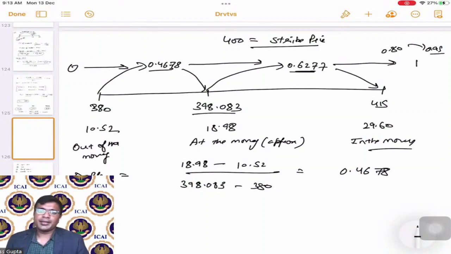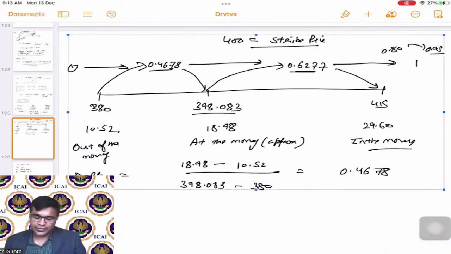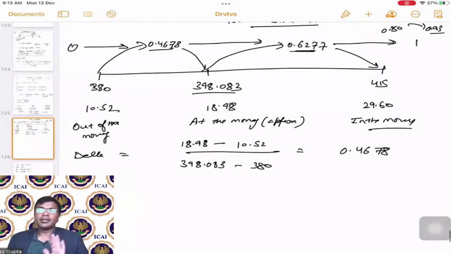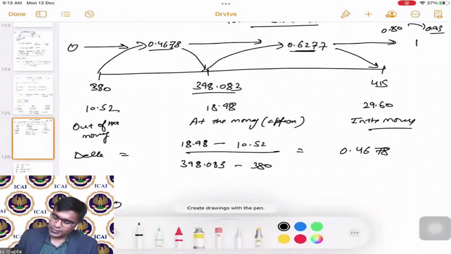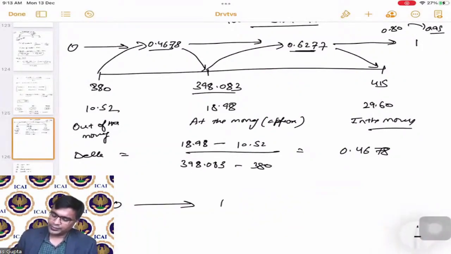I hope I am able to give this example and prove this. This is the last question itself. Correct? I hope this understanding is clear. This says that the delta will move from 0 to 1. In case the option is deep out of the money, it will be 0. If it is in the money, it will go from 0 to 1.